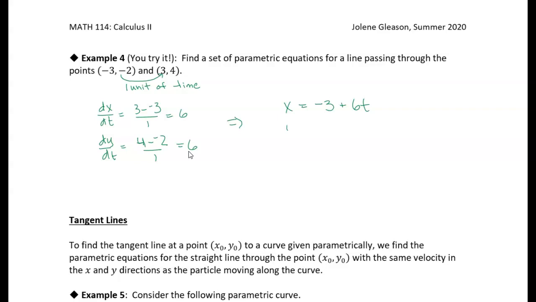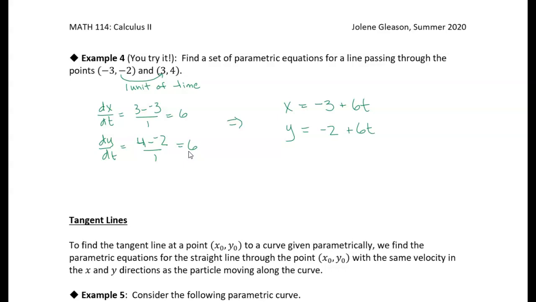That's the first part of my parametric equation for this line, the x value. And then y is just going to be, I'm starting at -2, and again, I'm increasing by 6 units for each unit in time. So that's the y value of my parametric equations for this line.